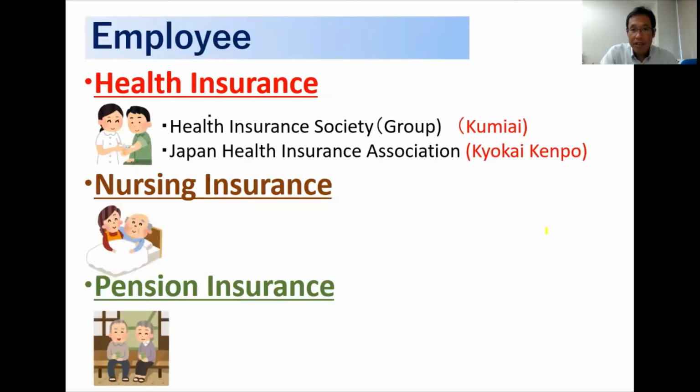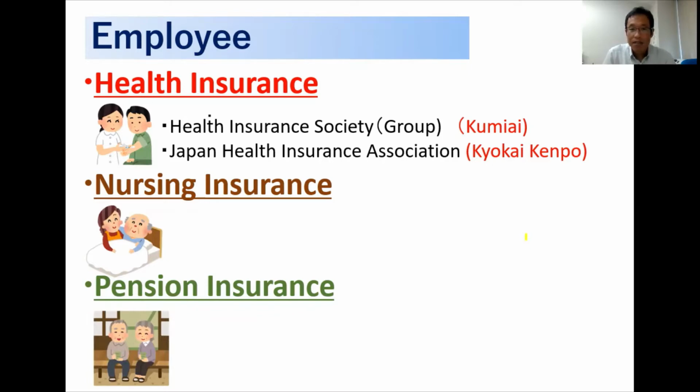First is about employees. Health insurance, nursing insurance, and pension insurance are easy to understand when summarized, so I will tell them at once here. When it comes to health insurance, the insurance has two types, Health Insurance Society and Japan Health Insurance Association. Some big companies or big groups like limited companies have Health Insurance Society characteristic benefits or unique rules. Other companies basically join the Japan Health Insurance Association. And that's why today I will focus on only the Japan Health Insurance Association.